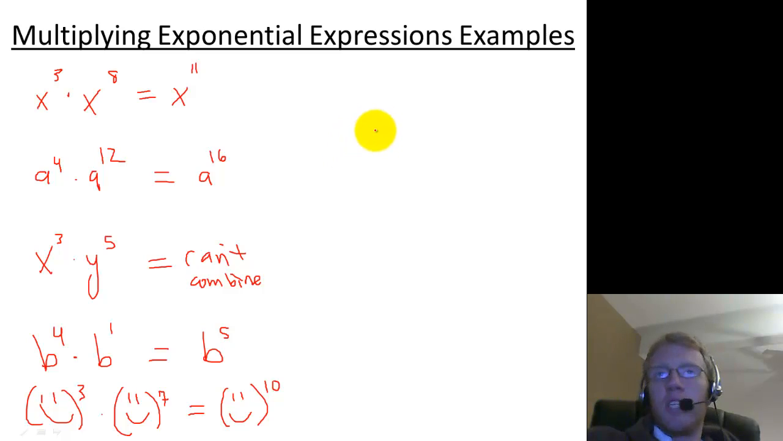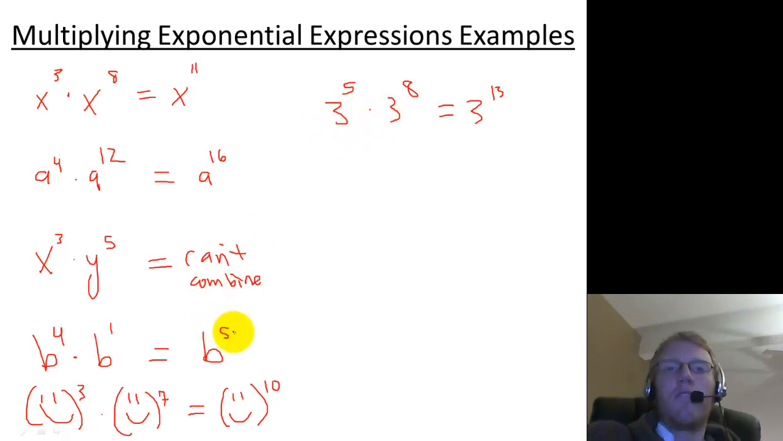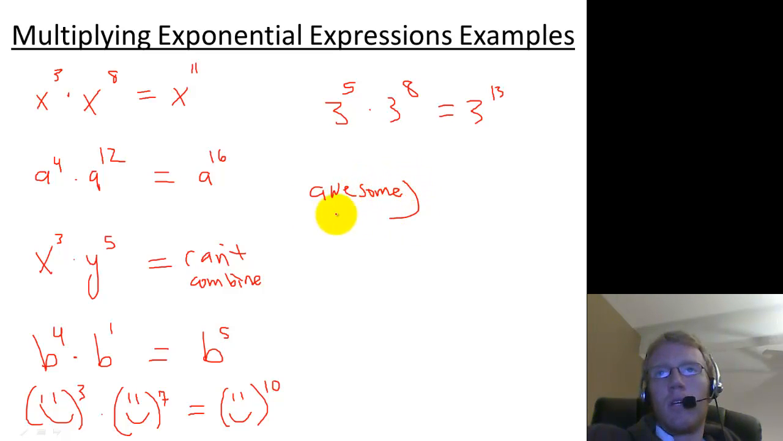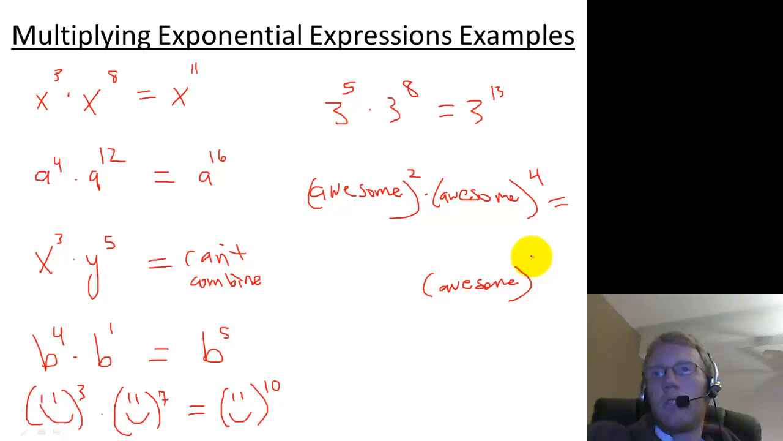I mean, you might have done this before with numbers, like 3 to the 5th times 3 to the 8th is 3 to the 13th. Something like that you can do. Whether it's a number or a variable or a smiley face or the word awesome, let's do that. The word awesome squared times the word awesome to the 4th power equals the word awesome to the 6th power.